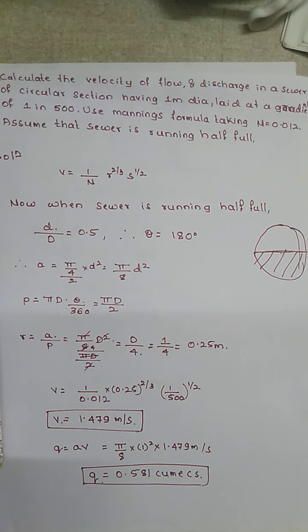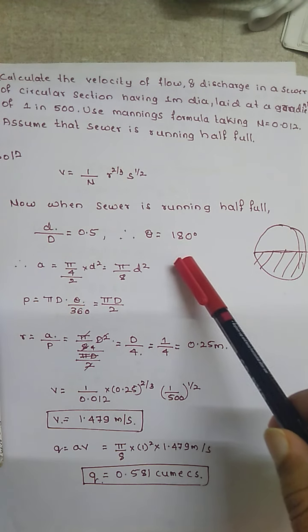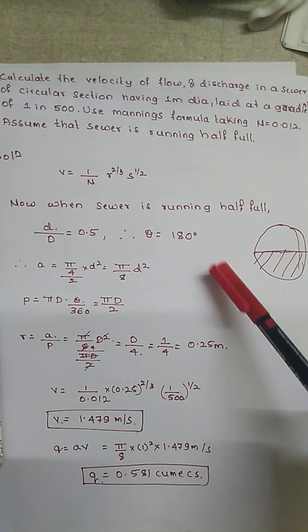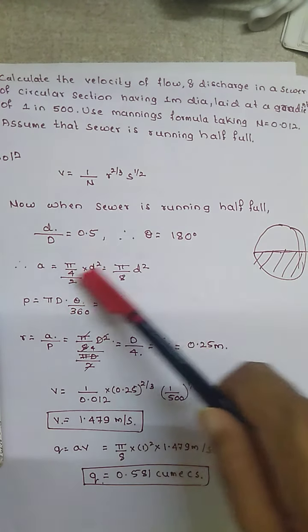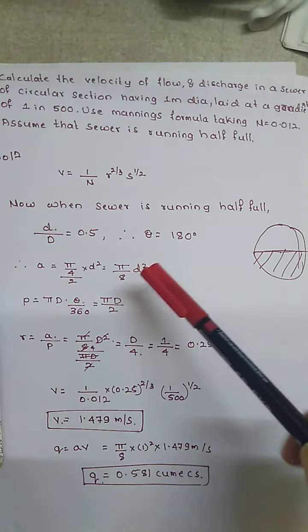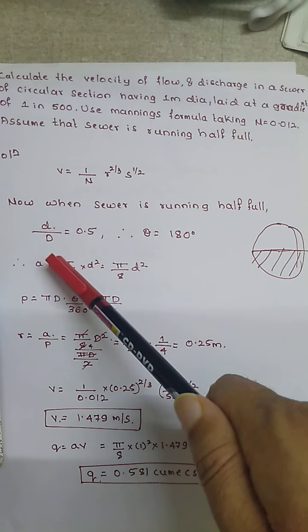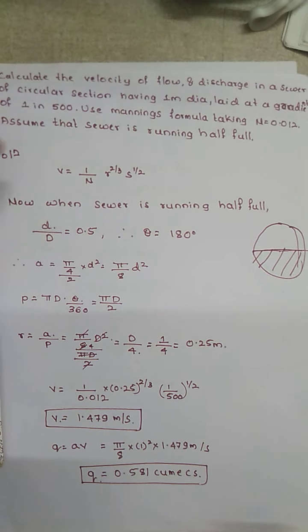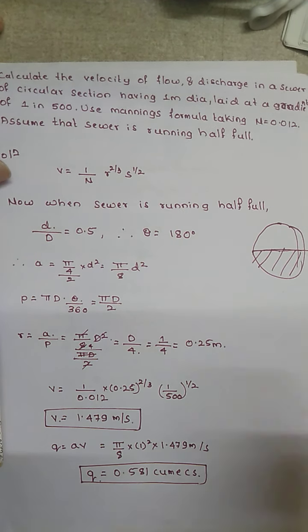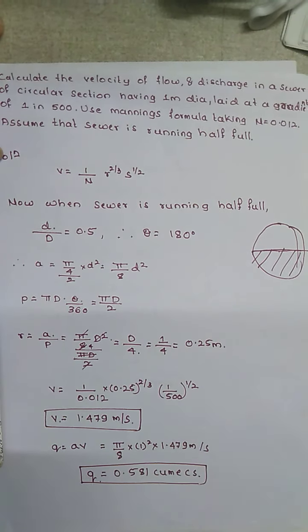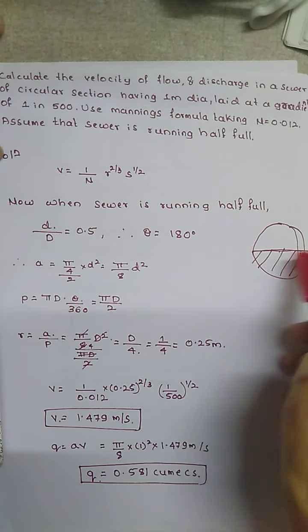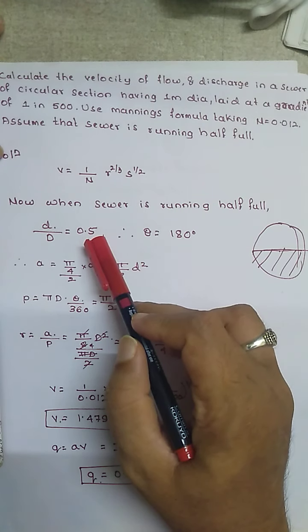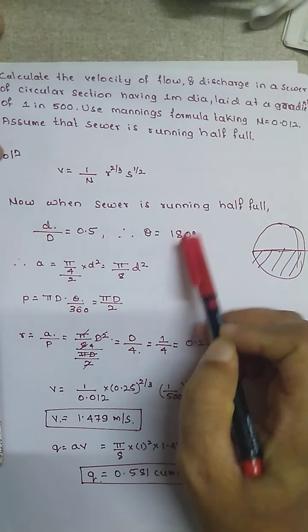When it is running half full, that means theta is equal to 180 degrees. So the proportional depth when it is running half full will be equal to d by D is equal to 0.5. Now if it is going to flow under half condition, then the proportional depth will become 0.5 and theta will become 180 degrees.